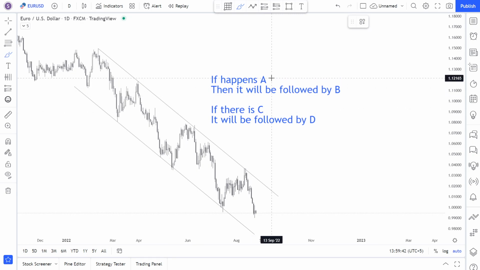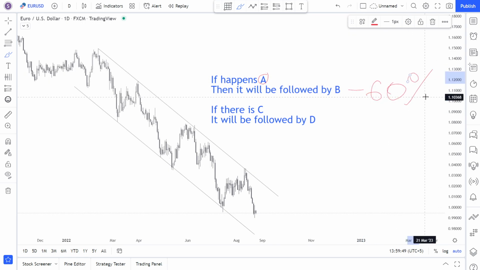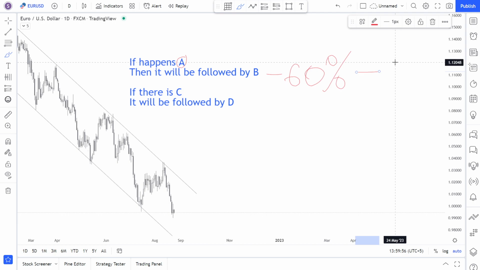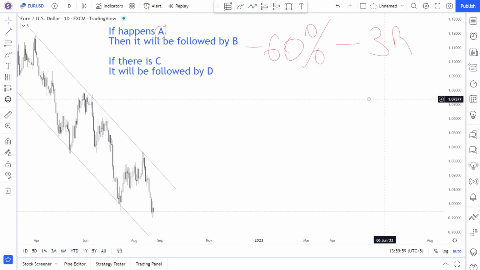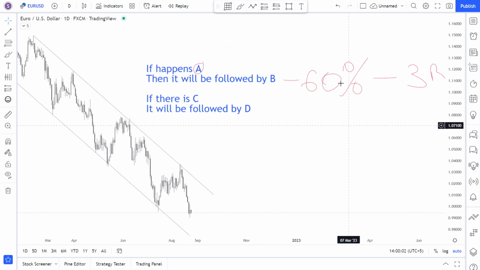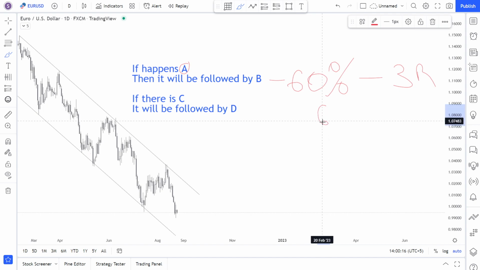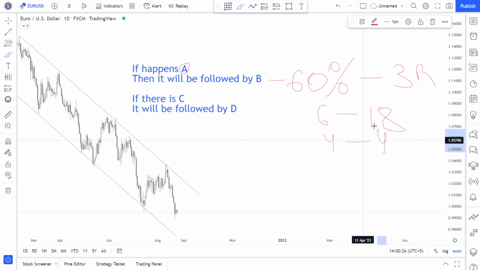For example, if A happens, in 60% of the time B happens, and you get a 3 risk to reward ratio trade. For example, you are risking $1, you are getting $3, and you are winning 60% of the time. So if you make 10 trades, guys, you will make 6 trades in profit, which, if you risk $1, is going to be $18. 4 times you will lose. That's $4. Overall, you are making $14, guys.